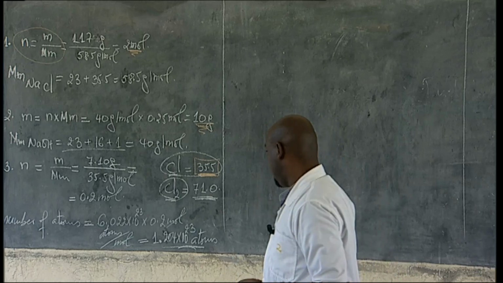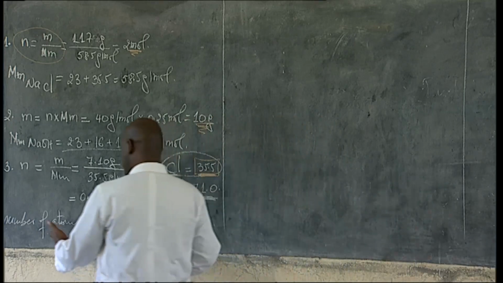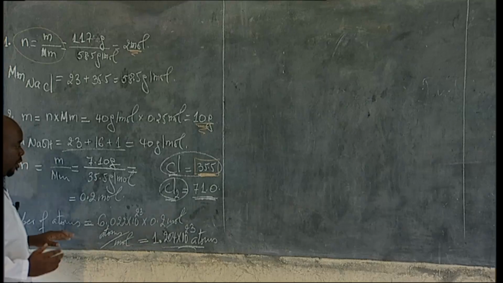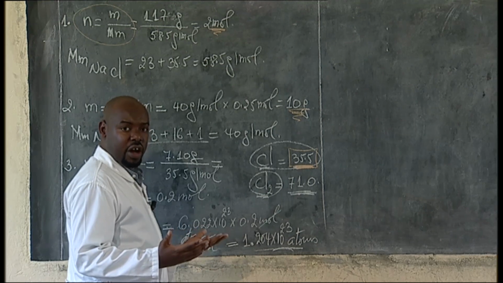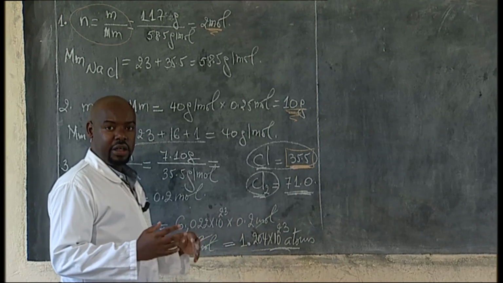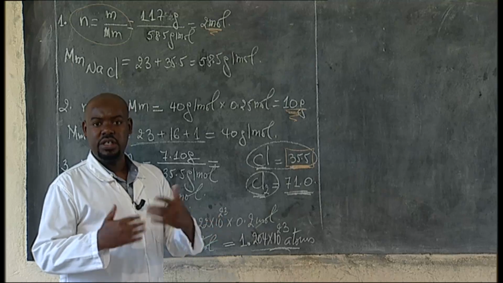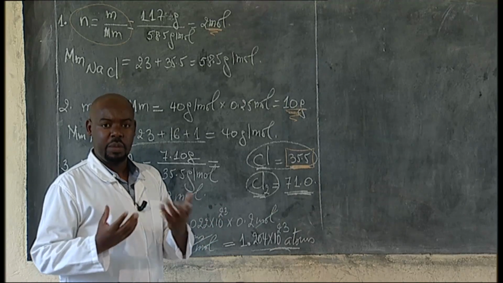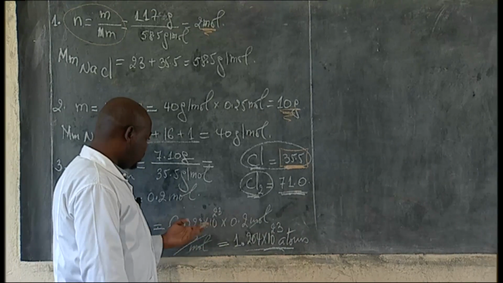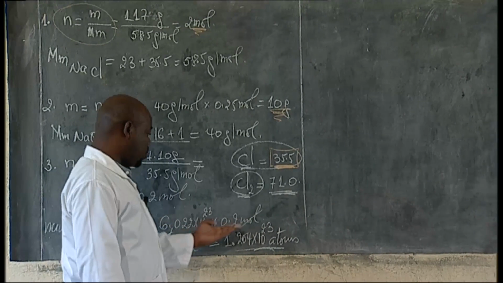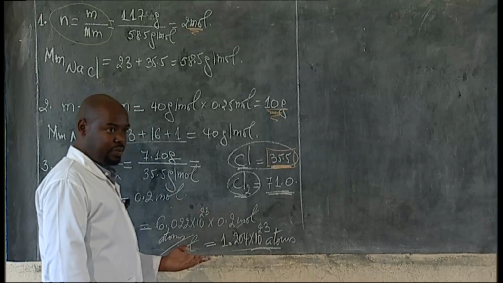If you want to calculate the number of particles, make sure you use the Avogadro's number. It is a constant value, okay? And many times it is given, so you don't have to cram it. There is no need, okay? And with the Avogadro's number, what you need is to use the number of moles.